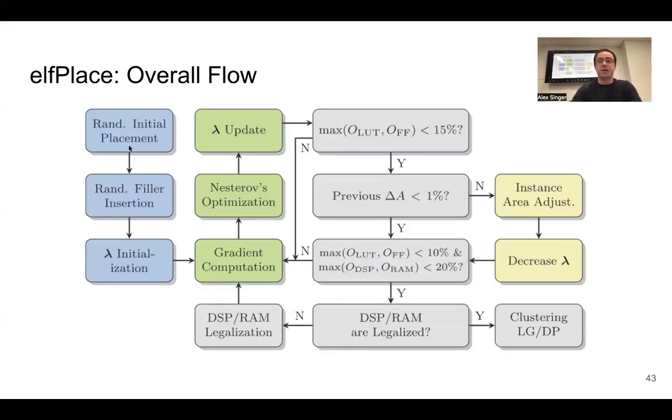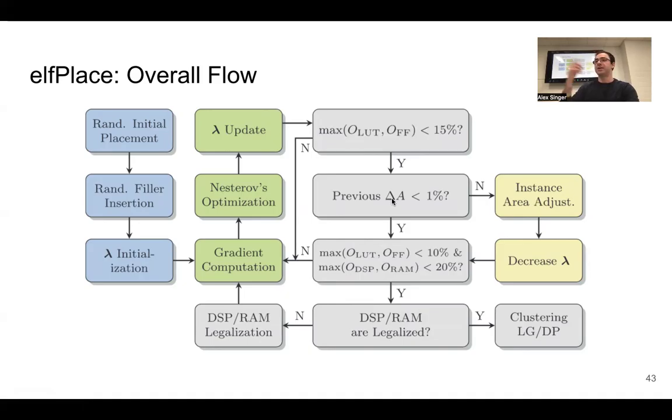We read in an initial placement. Again, this is just Gaussian normal placement of atoms near IO blocks, fixed IOs. They randomly insert some fillers, which are the same fillers I talked about last week in ePlace. They initialize their lambdas, and then they compute the gradient. They do Nesterov's, update the gradient, and then they check: is the overlap of the LUTs and the flip-flops greater than 15%? If yes, keep going. If we are starting to converge on the LUTs and flip-flops, we do an area adjustment, and then we decrease the lambda because the areas have changed, and we continue.